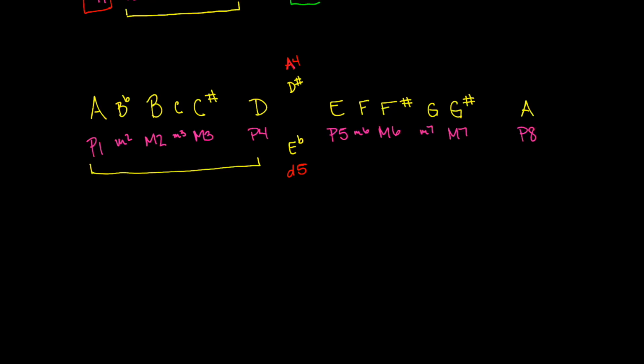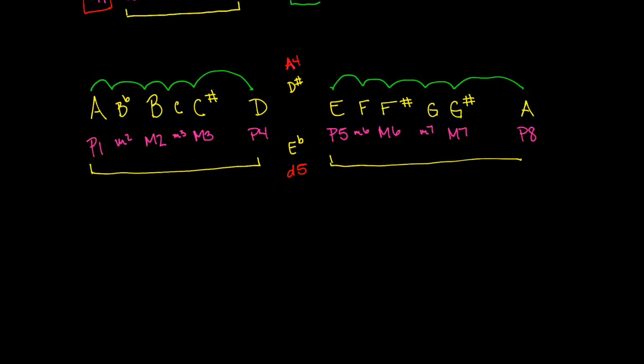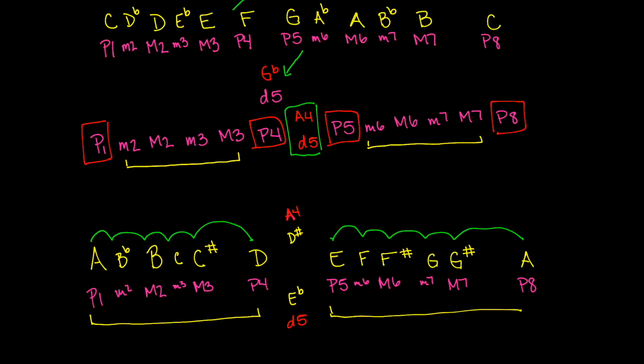Once again, what do we see? We've got perfect, m and M, perfect, and then over on this side, you can see pretty much the same idea: perfect, m and M, perfect. So this is your basic set of intervals that you want to memorize, which includes perfect unison, minor second, major second, minor third, major third, perfect fourth, and then either an augmented fourth or diminished fifth, perfect fifth, minor sixth, major sixth, minor seventh, major seventh, perfect eighth.